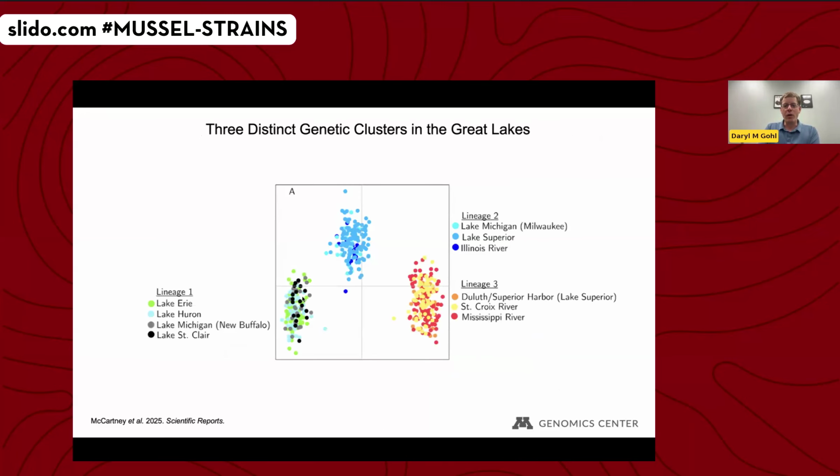And so one such dimensionality reduction technique is this principal component analysis. And so what you're seeing here is that each data point represents an individual mussel, and the spacing between those points essentially is taking all of those 5,000 data points from each mussel and giving you effectively a distance between the different mussels. And so what immediately jumped out from looking at this plot is that within the Great Lakes and the Mississippi River, there are 3 really distinct groups of mussels.